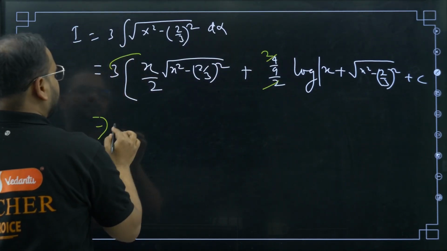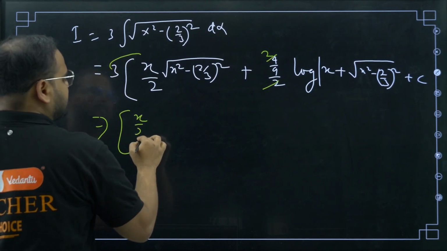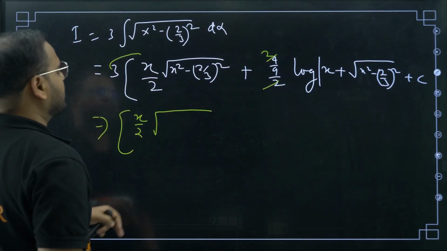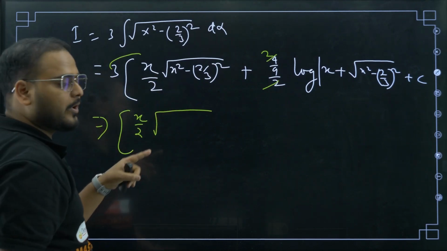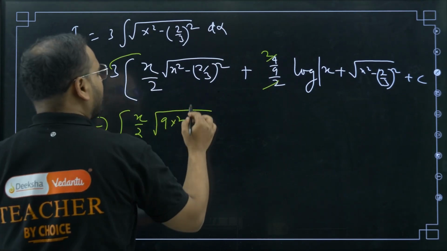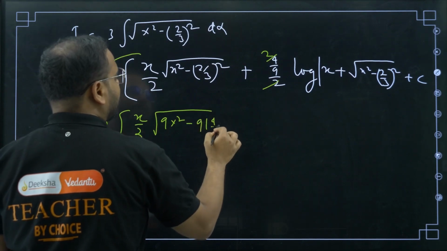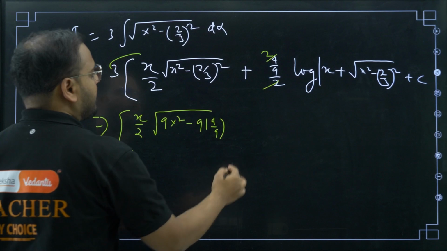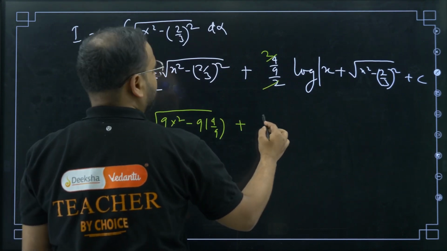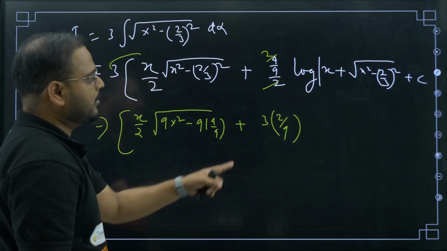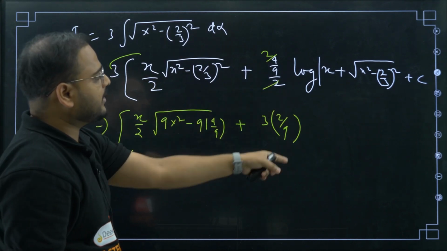If I take this 3 inside, I'll keep this x as it is, and I'll take this 3 inside of this root. It'll become 3 square. So 9x square, and this will become 9 times 4 by 9. Yes or no? Please check. 2 square is 4, 3 square is 9. Plus here, 3 will come here, 2 by 9. Right or not? 2 cancels 2, so 2 by 9.